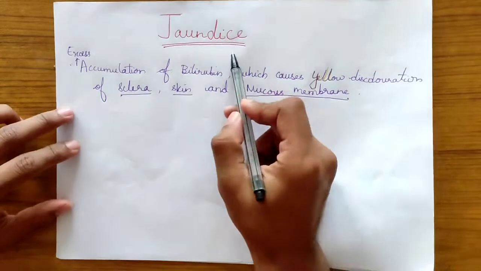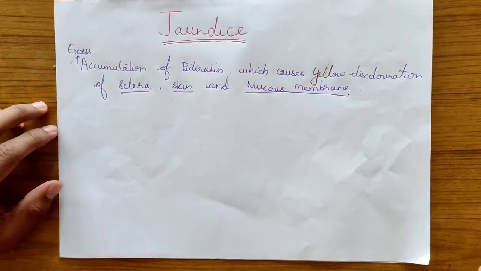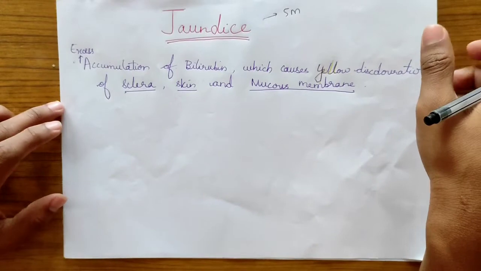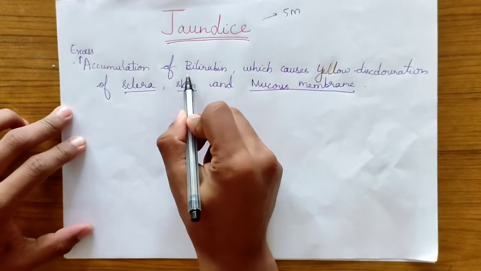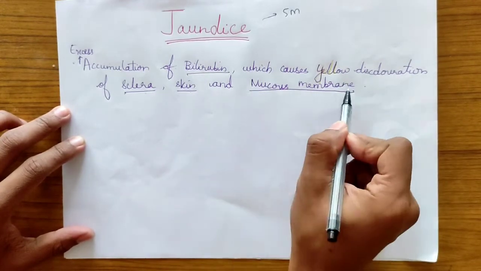Today I'll be talking about the topic jaundice. This is one of the important topics in the GIT system and can be asked as a 5 marks question in the examination. So what is jaundice? Jaundice is the excess accumulation of bilirubin which causes yellow discoloration of sclera, skin and mucous membrane.